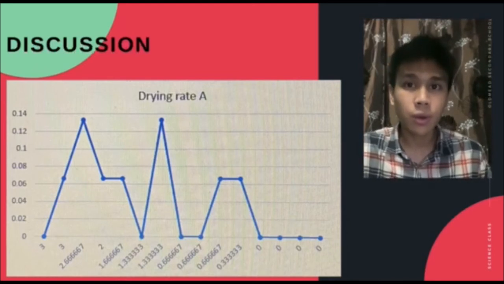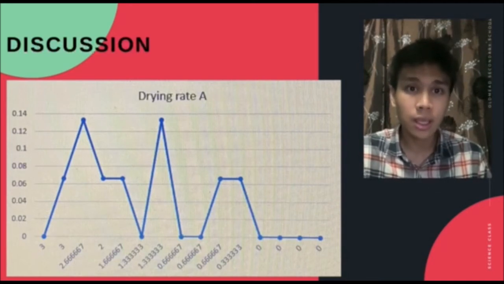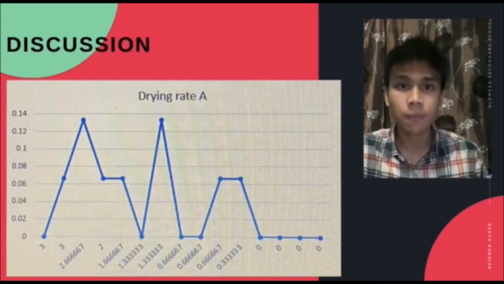Both samples went through the same drying process with the same amount of time and temperature, which is 200 degrees Celsius, and the mass was taken every 5 minutes. The experiment was conducted until both samples recorded consistent mass 4 consecutive times.